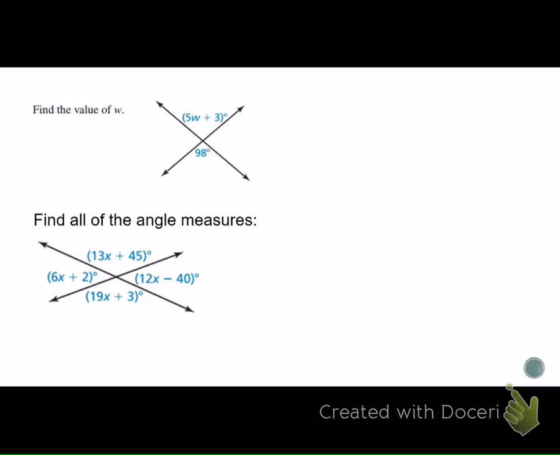So you could do it this way where you say, well, these two form a straight line, so 6x plus 2 plus 13x plus 45 equals 180 degrees because those form a straight angle. Or you could use what we just learned with vertical angles, and you could say, well, I know that these angles are across from each other so that they are equal to each other. Either way, you will be able to find x. It doesn't matter what you do. All right? Does everybody understand that?